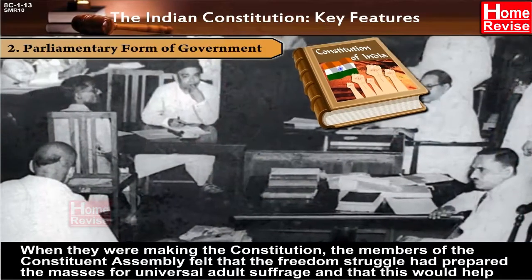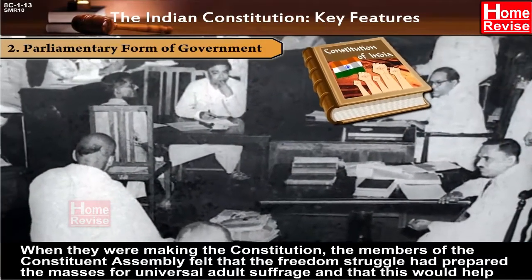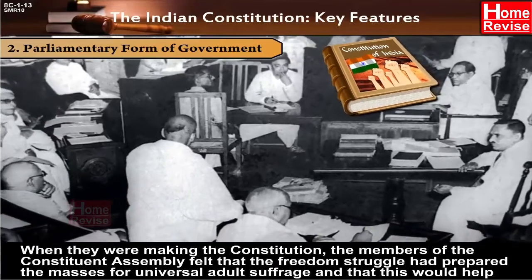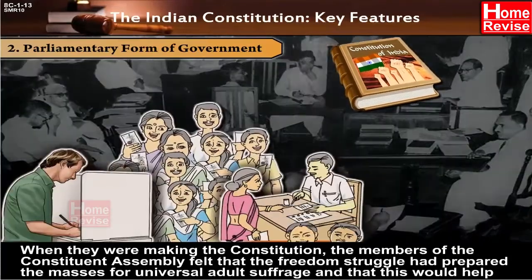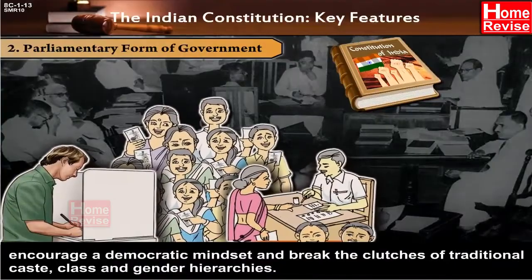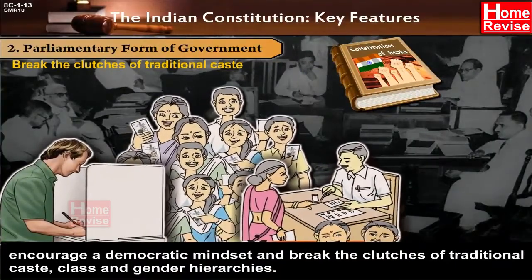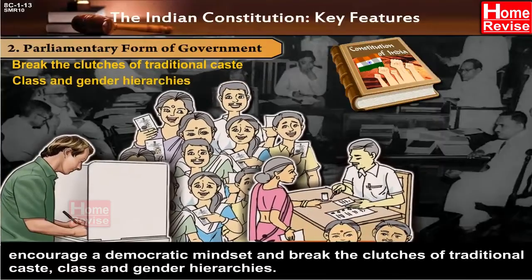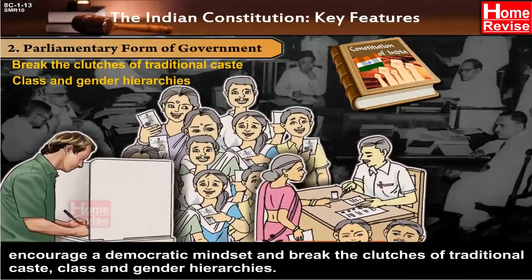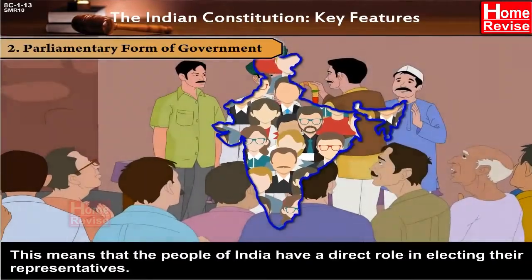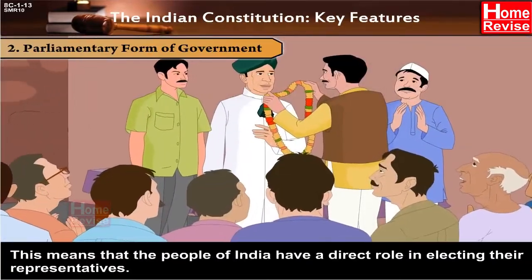When they were making the Constitution, the members of the Constituent Assembly felt that the freedom struggle had prepared the masses for universal adult suffrage and that this would help encourage a democratic mindset and break the clutches of traditional caste, class, and gender hierarchies. This means that the people of India have a direct role in electing their representatives.